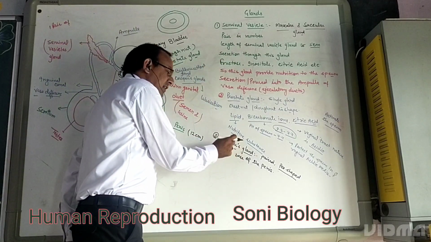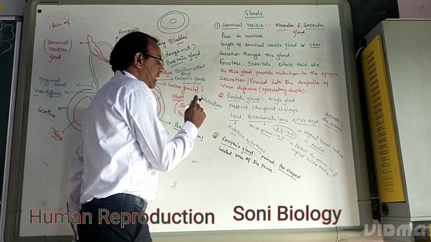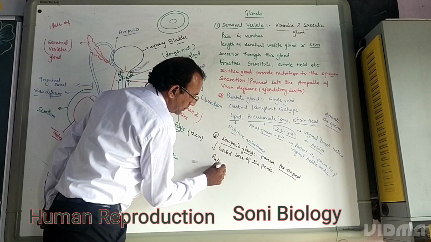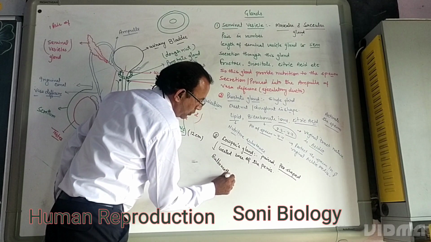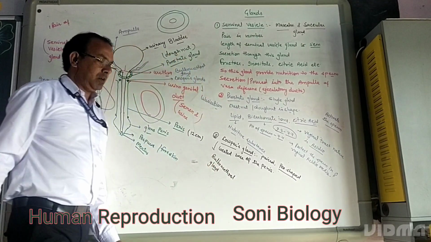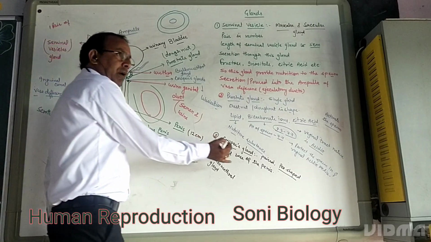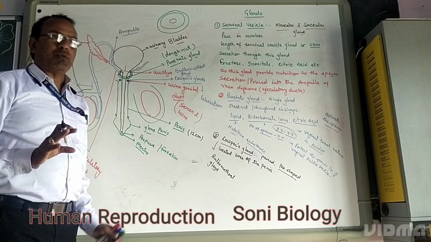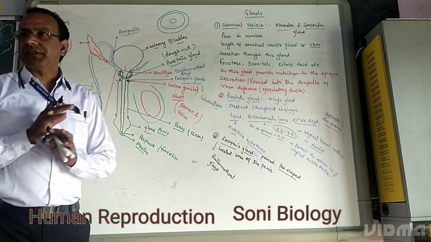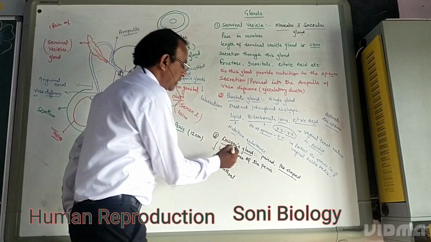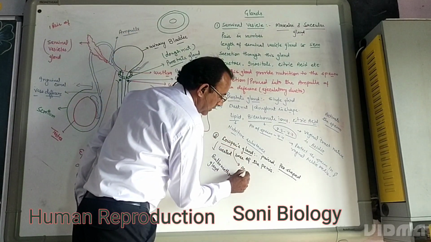Cowper's glands, again listen, these glands are also called bulbourethral glands. They are found in pair, P-shaped, and located at the base of the penis. What is the role of the Cowper's gland? The secretion of the Cowper's gland is mucus. It secretes mucus.